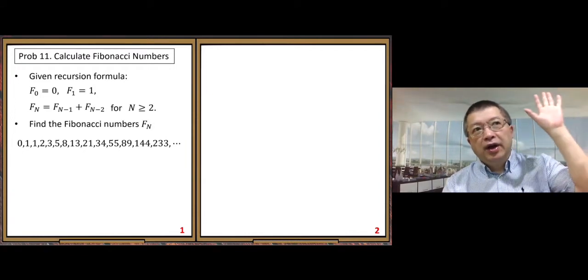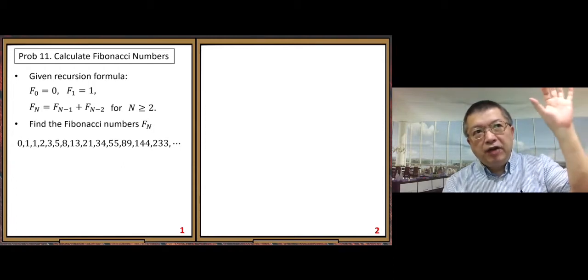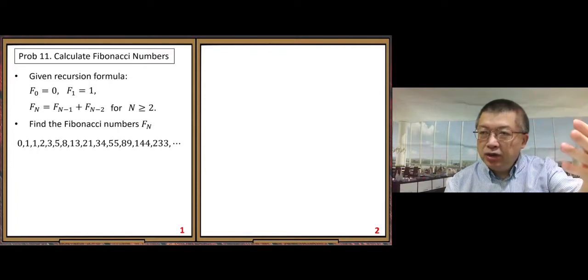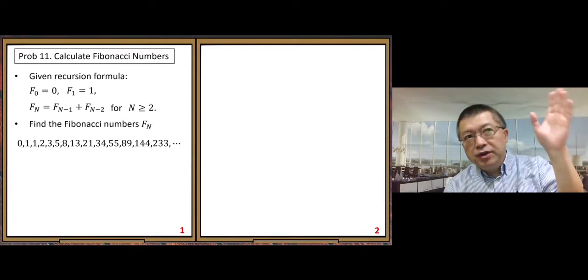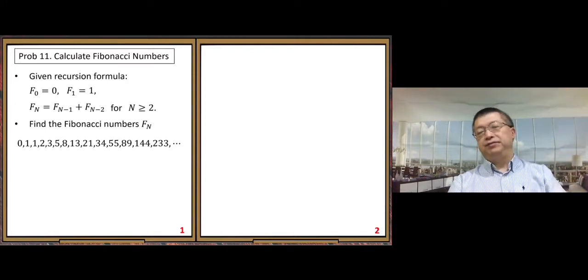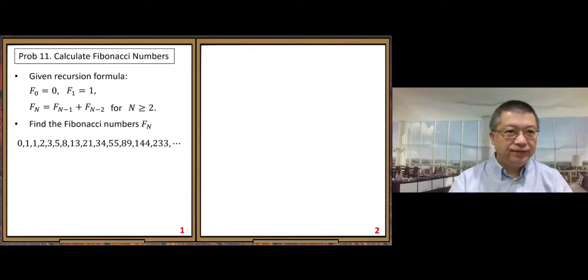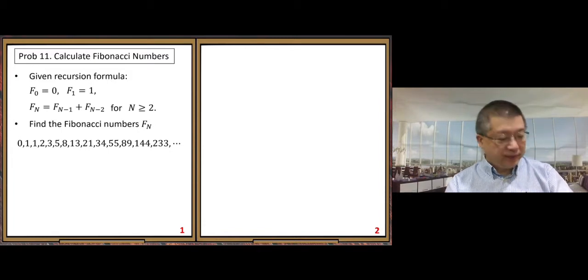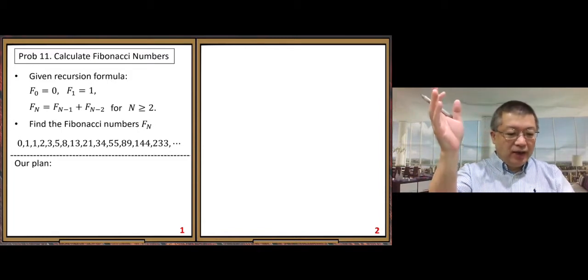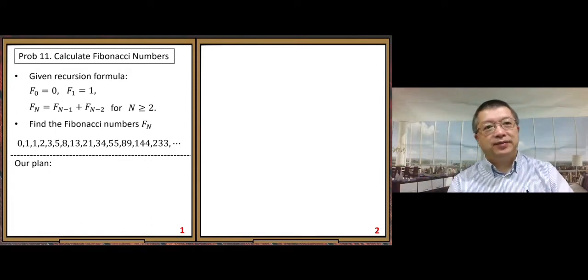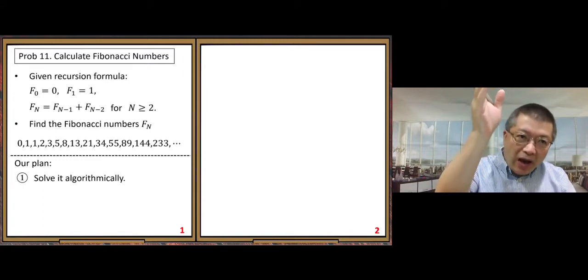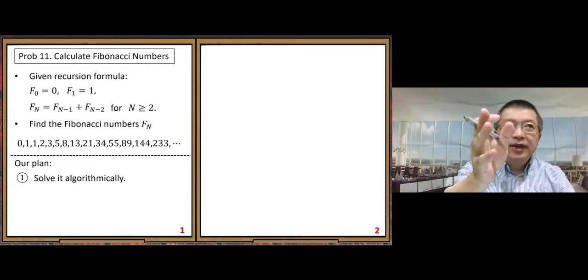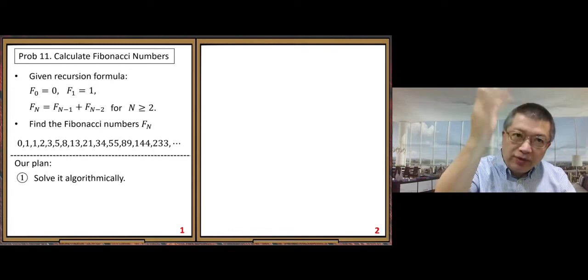Next, in order to find the Fibonacci number Fn for any given integer, what is the fastest algorithm? Right? What is the fastest algorithm? All right, so here is our plan. Look at our plan. First, we solve it algorithmically. We need to derive an algorithm to find it.